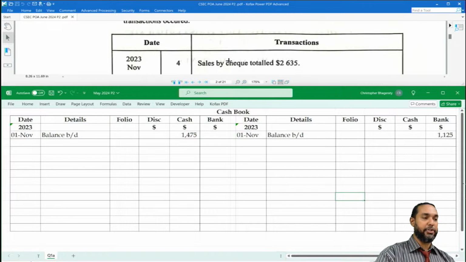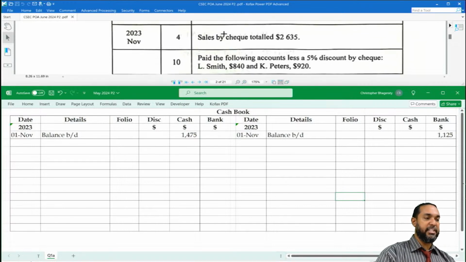Okay, so first transaction. Right, so sales by check total 2,630. Okay, so if we make sales, is money coming in or is money going out?